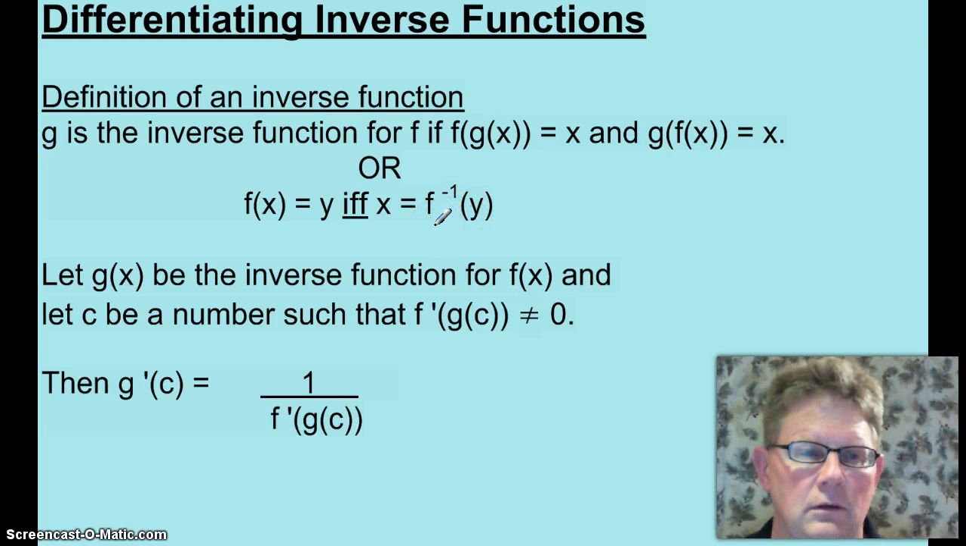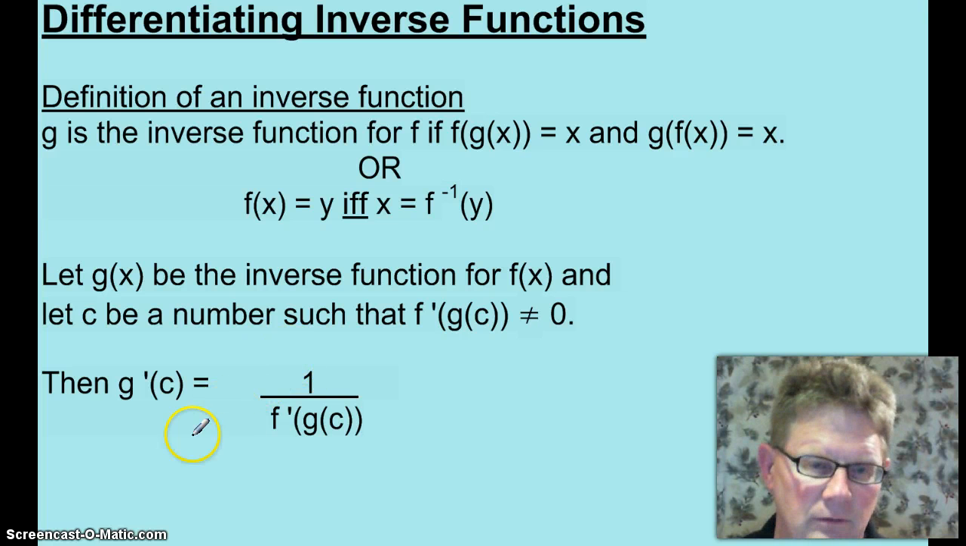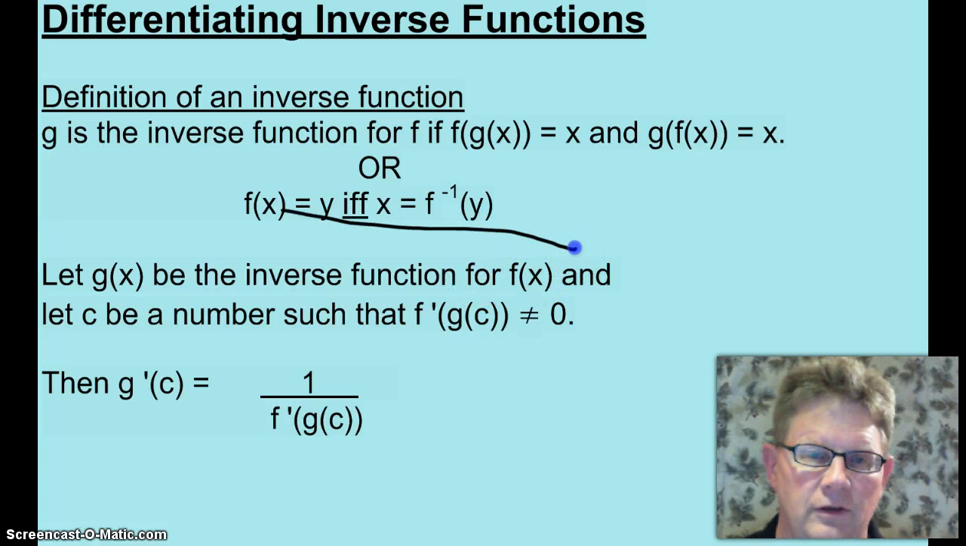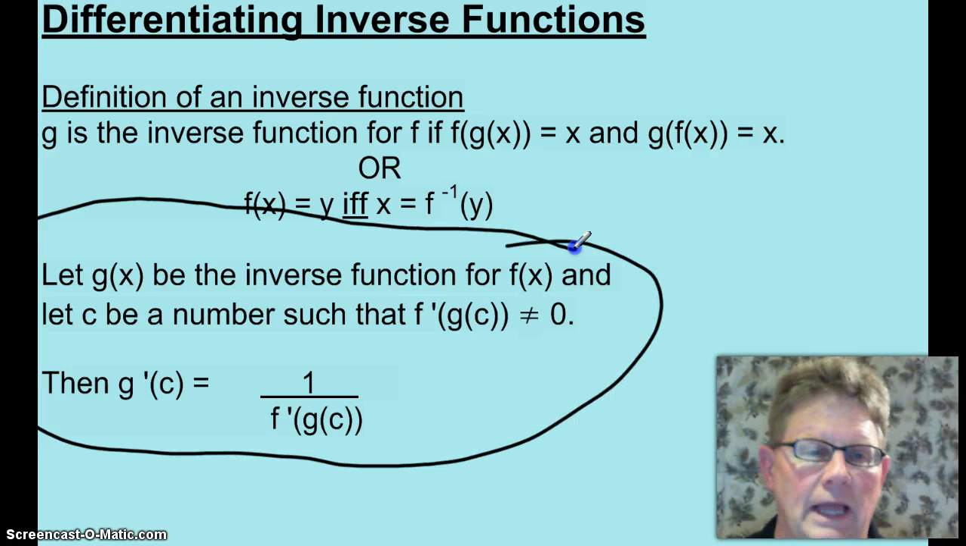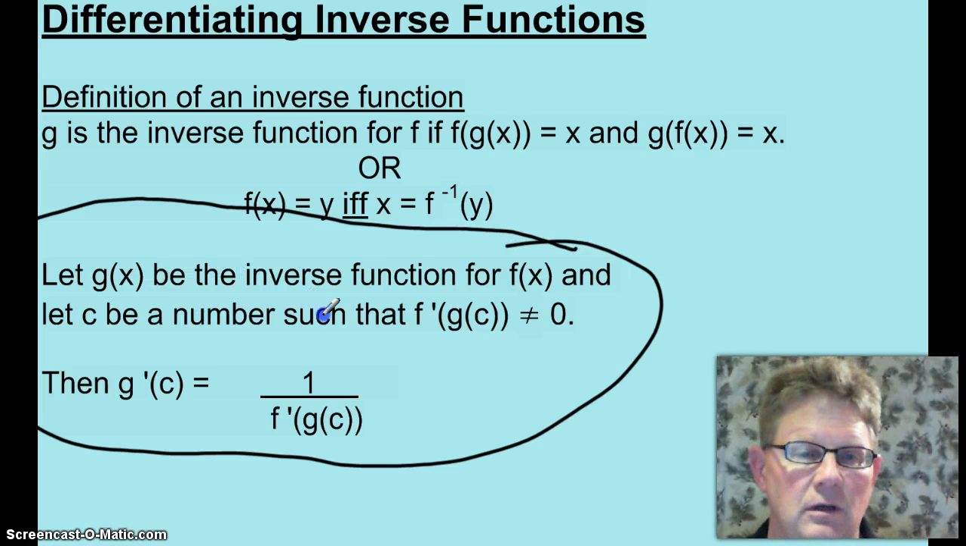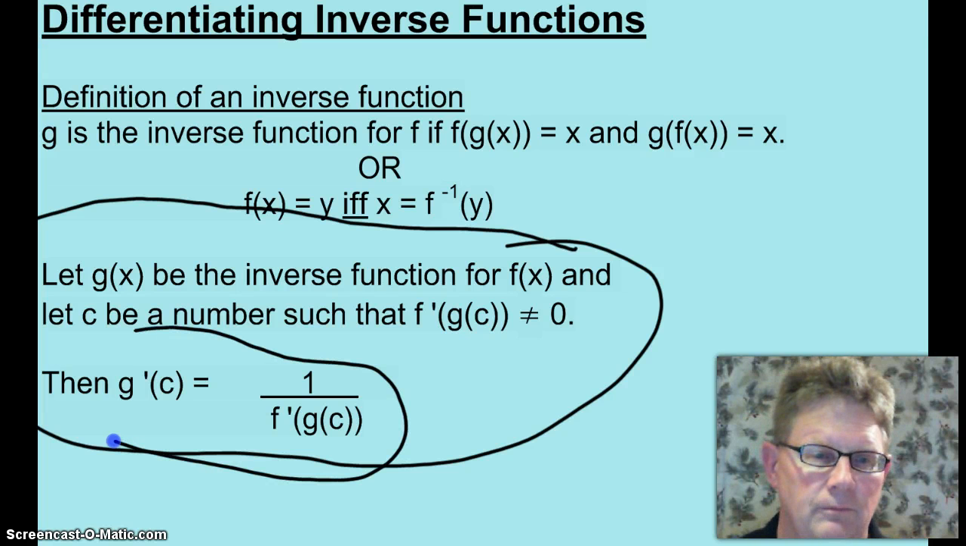And here is the definition of the derivative of an inverse function. Let g of x be the inverse function for f of x, and let c be a number such that f prime of g of c does not equal 0. Then g prime of c equals 1 over f prime of g of c. Wow. Really what you need to focus in on is remembering this right here.